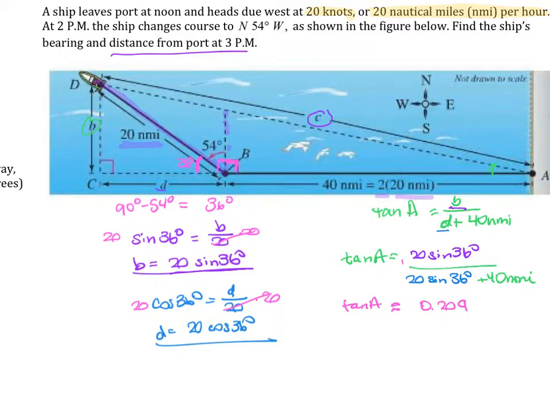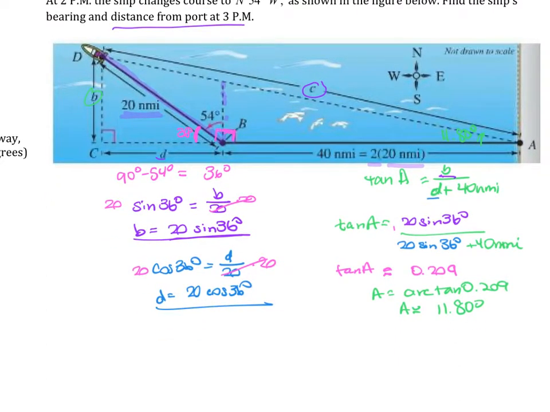We need to know that angle A. So we're going to say that A equals arctan of 0.209. Then when you plug it in, you find that A is approximately 11.80 degrees. So this is 11.80 degrees here. So then we have to think about our bearing.